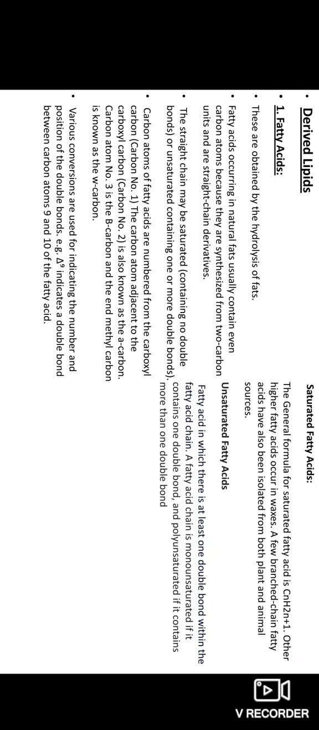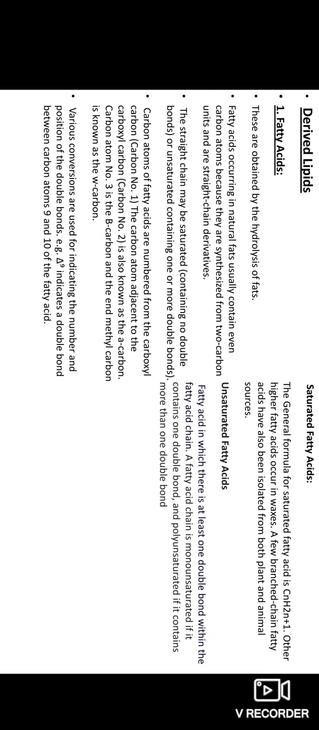Now we will see about the derived lipids. These are obtained by the hydrolysis of the fats. Fatty acids occurring in natural fats usually contain an even number of carbon atoms because they are synthesized from two carbon units, and are straight chain derivatives.